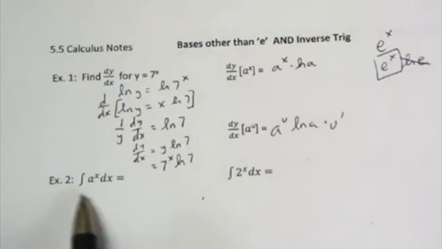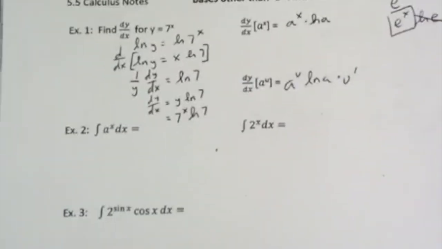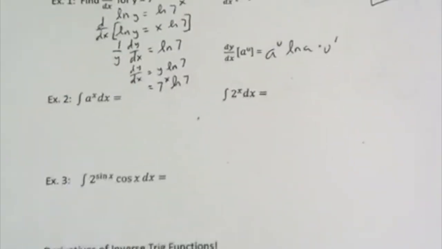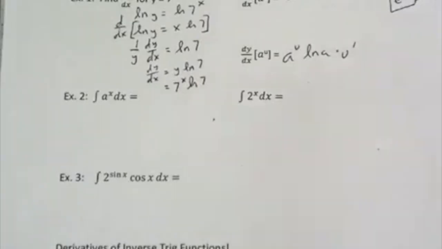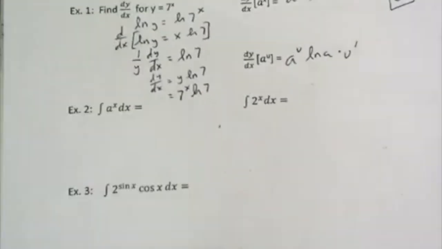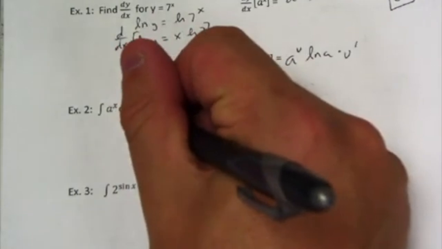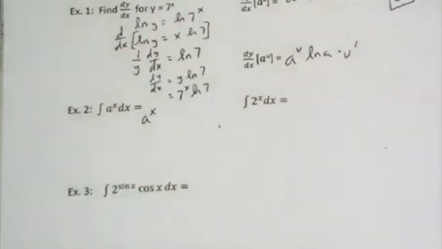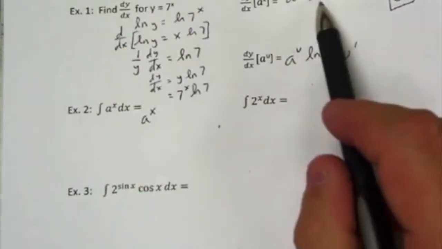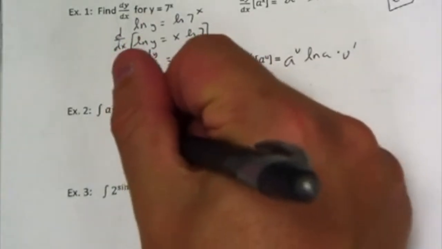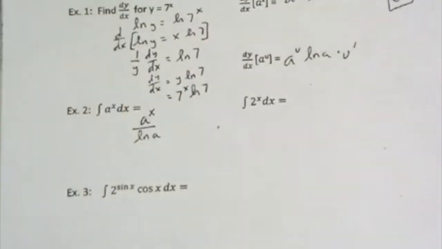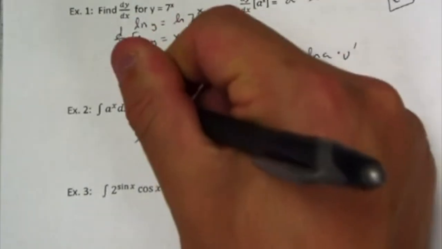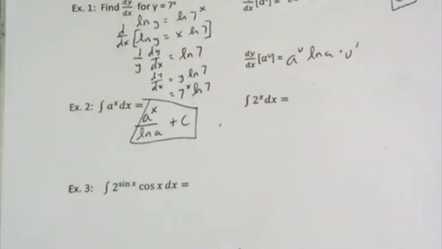Well, we can also integrate exponential functions other than base e. It's pretty much the same rule. So the integral of a to the x is going to be, this is your rule, a to the x, but instead of multiplying by natural log of the base, we are going to divide by the natural log of the base. And then plus c. So that's our integral rule with functions other than e.